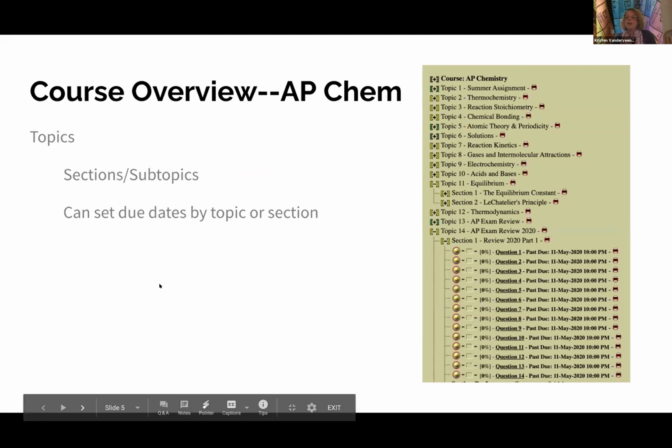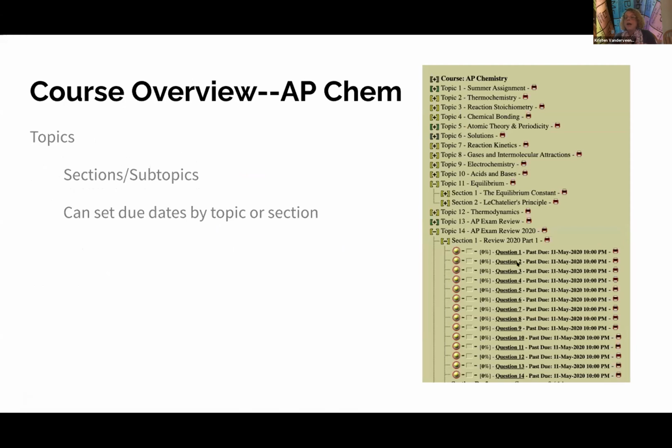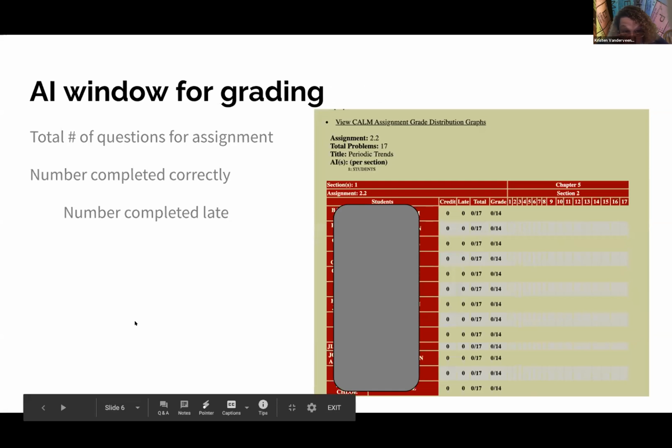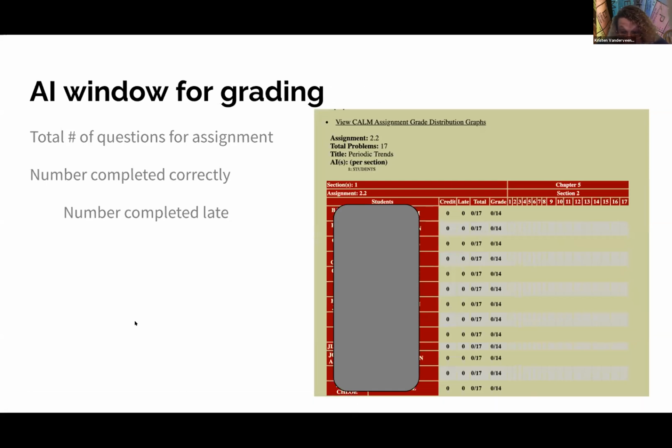And then again, you can look at the questions and the subtopics. So this is my AP course, and you can see all different kinds of things. I can set due dates, I can expand it. My AP students had three parts of the review section, and they were due on different days, and I could set that up and monitor that, which was really nice. And this is, if you go into it, basically the TA mode of this.